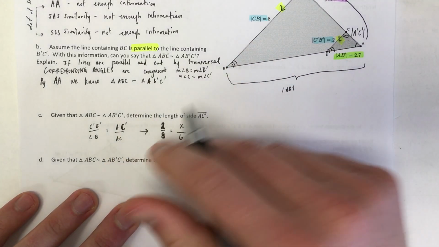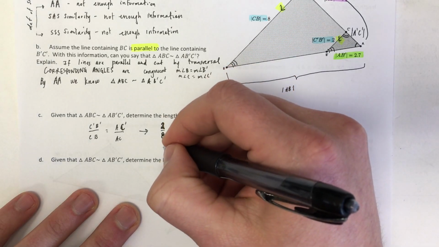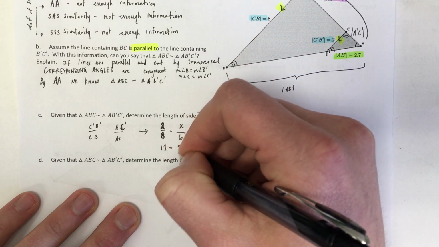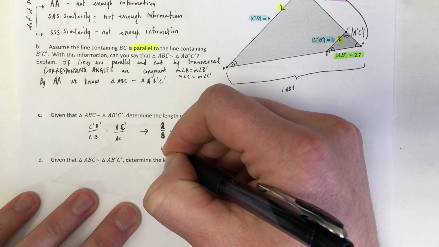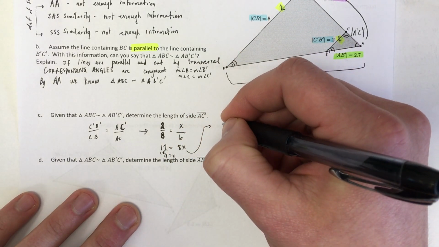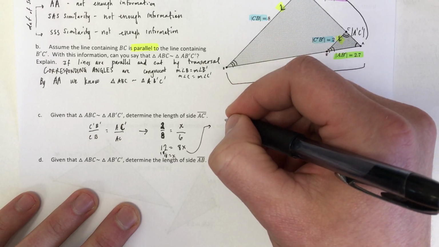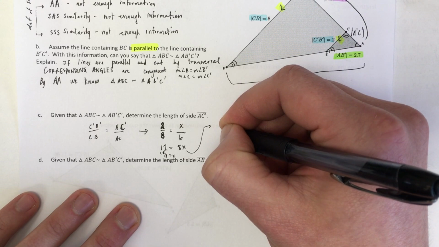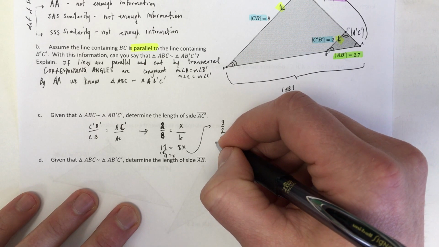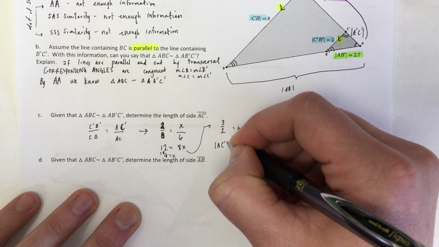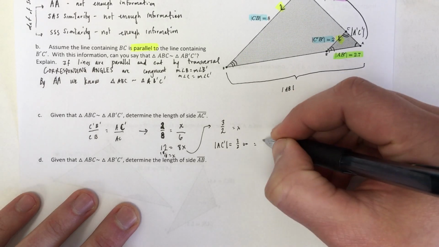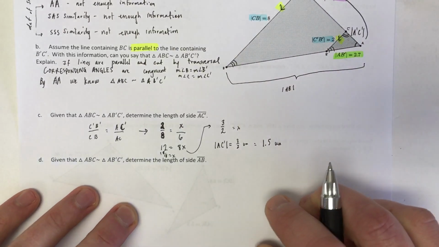And so I begin to solve this. I'll see that 12 is equal to 8x. Divide both sides by 8. 12 eighths equals x. 12 eighths is the same thing as 3 halves equals x. So you could write out A prime C prime as 3 halves units. You could also say that it's 1.5 units.